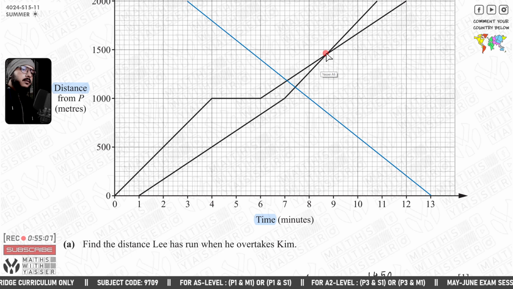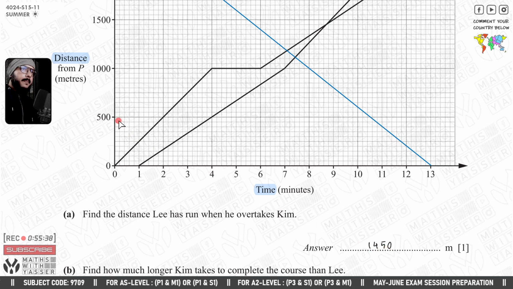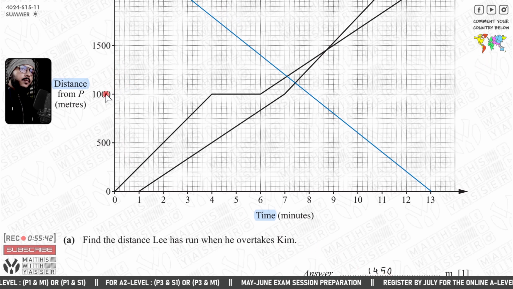That will be the distance where Lee overtakes Kim. So this point, and since we need to tell the distance, we need to look on the y-axis of the intersecting point. So the y coordinate for the intersecting point is 1450, because there are 10 boxes between 1000 and 1500, and each box is just 50 units. So every two boxes will be 100. So 100, 200, 300, 400. So that means this is 450. That means this is 1450.